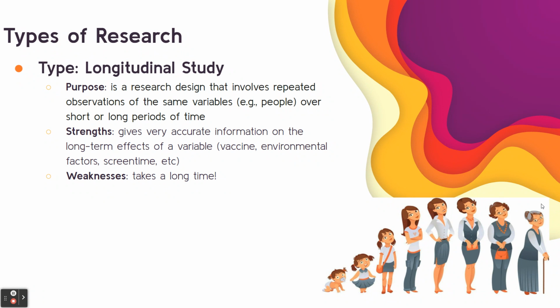Another type is a longitudinal study. The purpose of this is that it's a research design that involves repeated observations of the same variables, so people, over short or long periods of time. So a strength is that it gives very accurate information on the long-term effects of a variable. So studying vaccine effects over time with the same people, just as time elapses. It can help us understand environmental factors, the effects of screen time, etc. But a weakness is it takes a long time, and so we don't get a lot of results until close to the end of someone's lifetime or the end of the study.